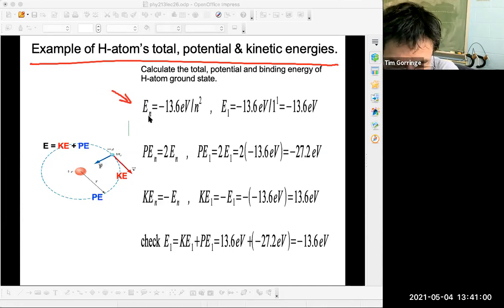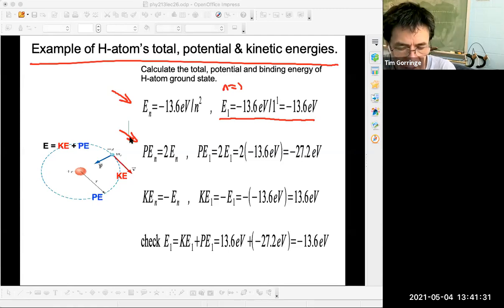So the energy of the nth state in a hydrogen atom is minus 13.6 electron volts over n squared. So for the ground state, n equals 1, that's minus 13.6 electron volts over 1 squared. So it is just minus 13.6 electron volts. That's the binding energy of the ground state.